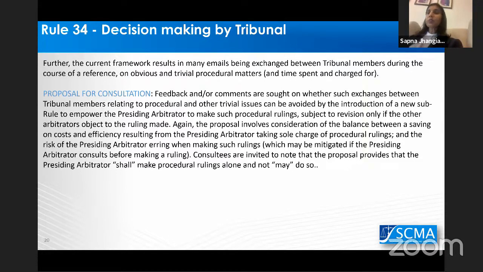There can be considerable emails, calls and discussions between the tribunal members, which will add to the cost of the reference. And most of the time, that level of consultation is not necessary for procedural rulings. So consultees are asked to consider this particular option as well when looking at the possible changes that there may be to Rule 34.